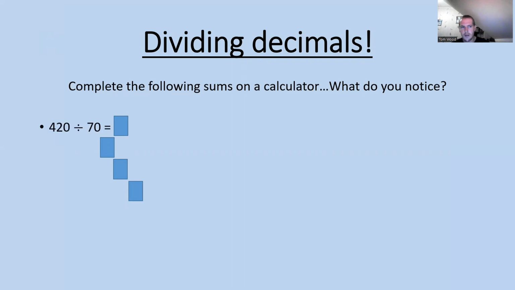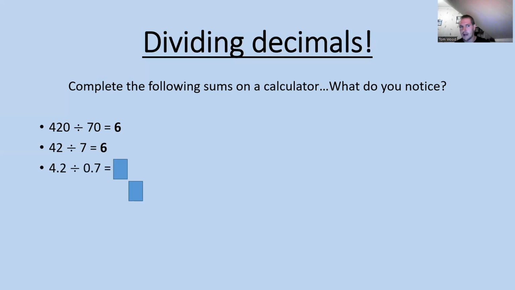If I had a sum like this, so 420 divided by 70, I can work that out using my bus stop. I can say, well, how many times does 70 go into 4, into 42, into 420? I'm just going to have to count up. I can tell you the answer there is going to be 6. If I have this sum here, then what you'll find is that the answer is the exact same. So 420 divided by 70 is 6. 42 divided by 7 is also 6.